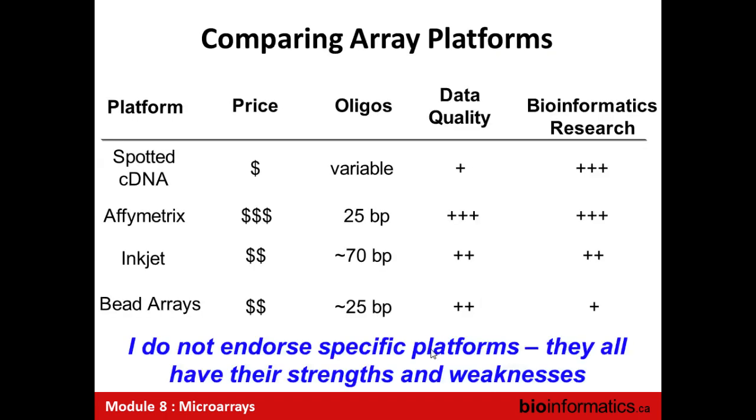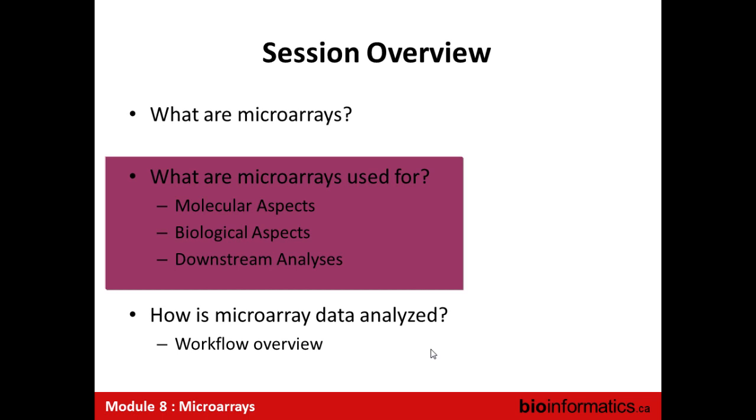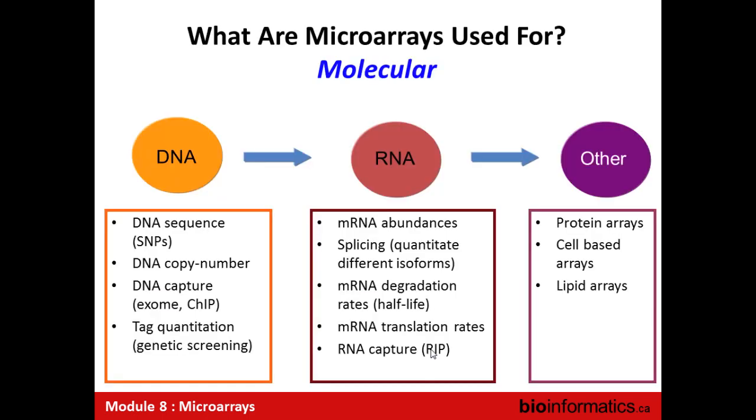Very good. So I'm going to very quickly talk about what microarrays are used for and then spend the bulk of our time talking about how the data is analyzed. So very quickly, obviously at a molecular level, we can interrogate a large number of different features using a microarray. So we talked about how if we make the hybridization conditions very stringent, we can go ahead and say we are going to infer directly the sequence.